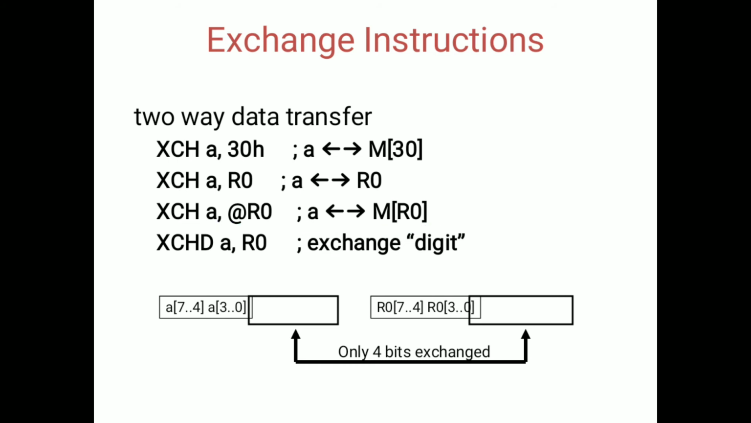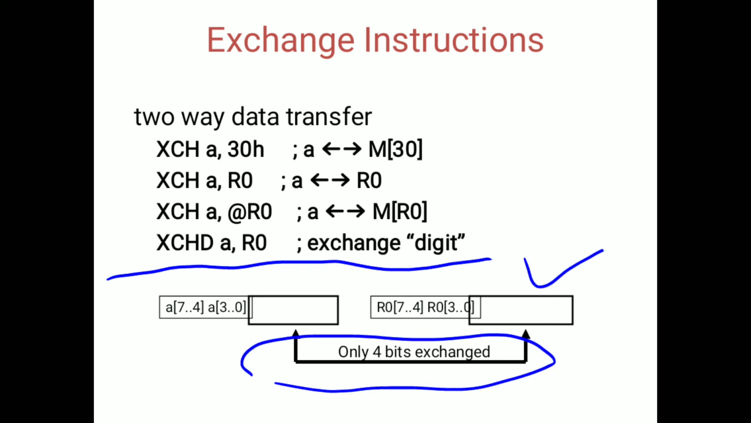Similarly, we have the exchange digit instruction. In this method, digits are exchanged: only the lower nibble, not 8-bit data. Only the 4 bits are exchanged, the lower 4 bits of R0 and the lower 4 bits of A. These will be exchanged.